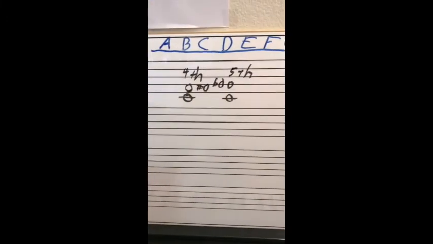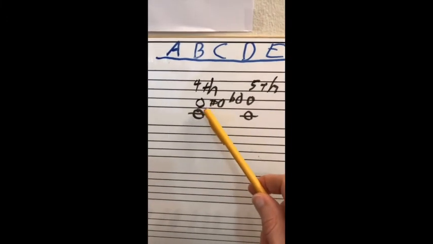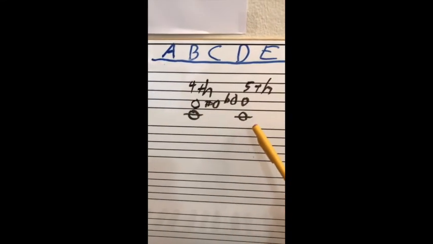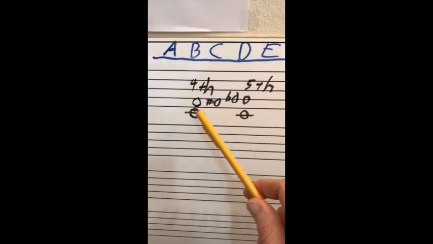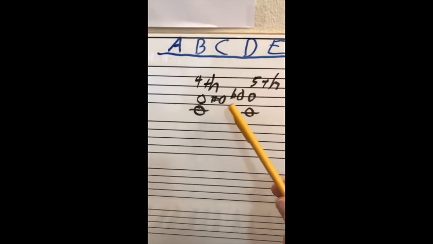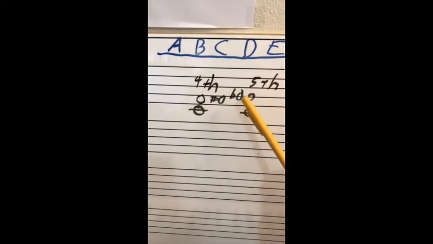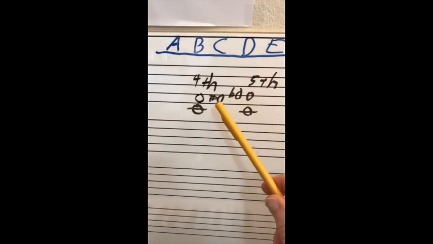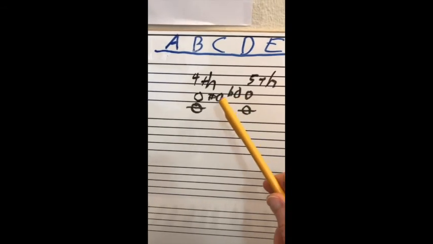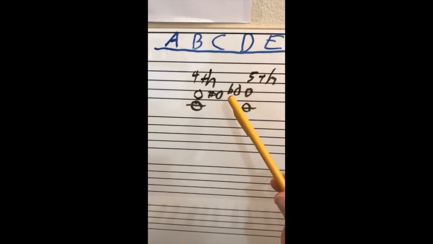Let's look at it up here. I already wrote this out. So C to F, perfect fourth. C to G, perfect fifth. But we could sharp the F. We could flat the G. This note is called enharmonic. The same note written 2 ways.